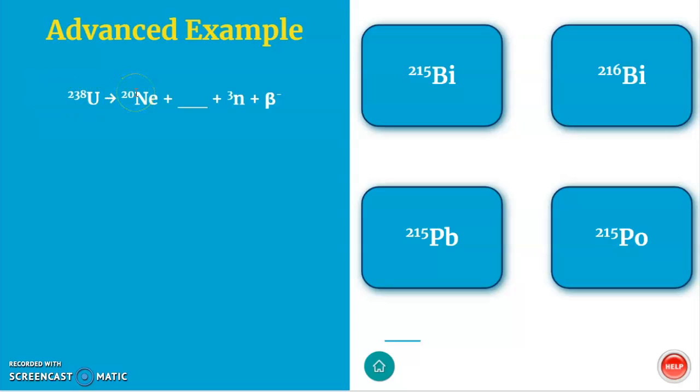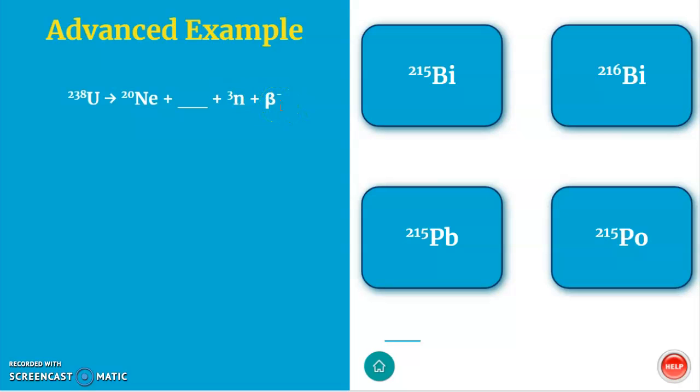So we're going to more or less start out the same way, just doing some basic bookkeeping of what protons and neutrons we have. And in this case, it's going to be easiest to start with our reactants. This is a fission reaction. We have the fission of uranium-238, and it turns into neon-20, something that we're trying to figure out, which hopefully is one of our 4 answers over here, plus 3 free neutrons, plus some beta radiation.